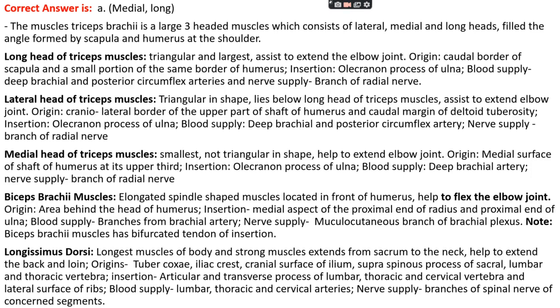If we see its blood supply, it is provided by the lumbar, thoracic, and cervical arteries. Nerve supply is actually provided by branches of the spinal nerves of the concerned segment.